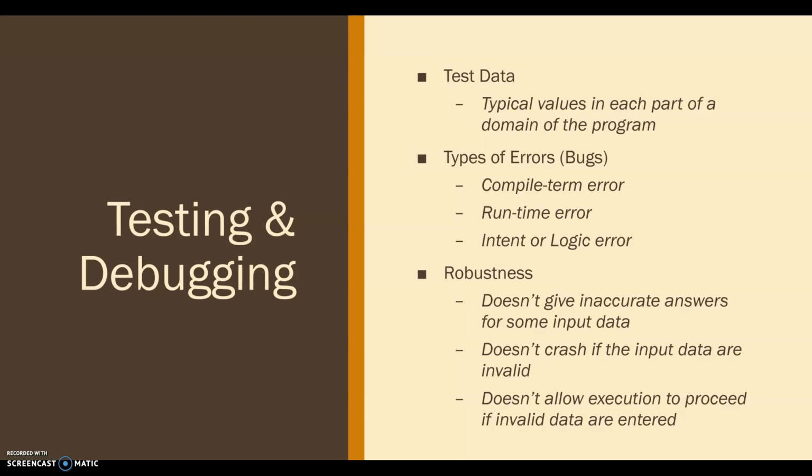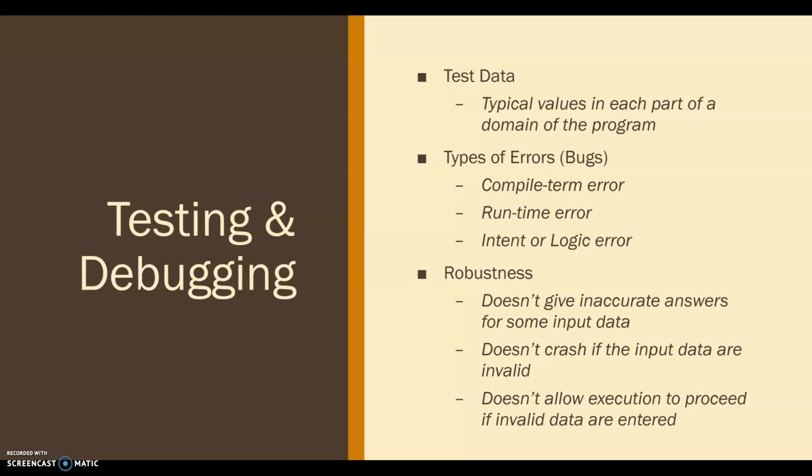Typical causes of runtime errors include attempting to divide an integer by zero. An intent or logic error is one that fails to carry out the specifications of a program. For example, a logic error might be that you created an expression where you wanted to multiply 3 times 3, but while you were coding it, instead of putting a multiplication operator, you put an addition operator. The program is still going to work, but it doesn't give you the output that you expected because of that logic error. And then robustness.